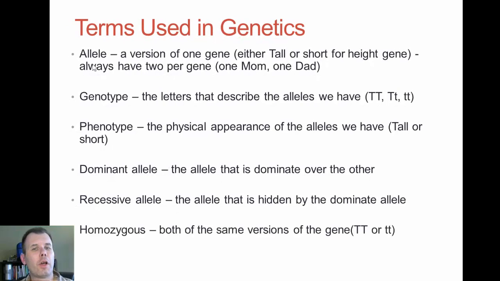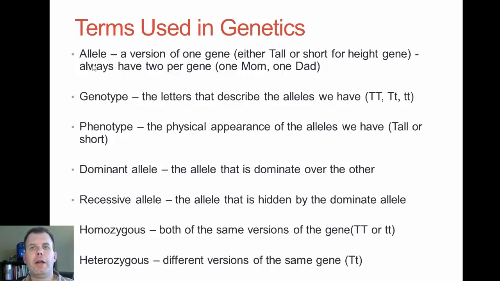And then we also talk about homozygous versus heterozygous. Homozygous means you have the same two versions. Either you have both tall or you have both short. Okay, again, no mix. Heterozygous is when you have one of each. So you have a tall allele and you have a short allele, or you have a brown-eyed allele and you have a blue-eyed allele. That's the heterozygous. Homozygous, the same. You have both brown-eye or you have both blue-eye.